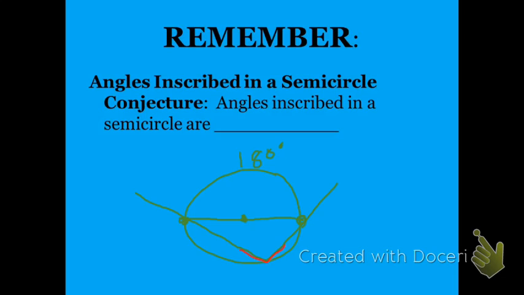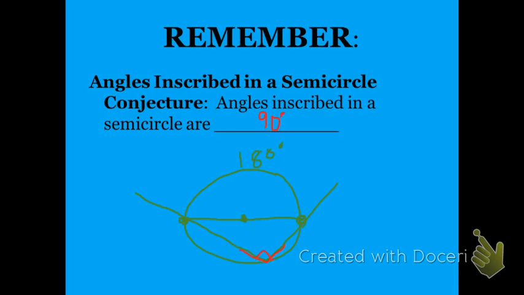Well, hopefully you see that it is a 90-degree angle, because inscribed angles are always half the measure of the arcs they intercept. So if there's an angle inscribed in a semicircle, which is also a better name for a 180-degree arc, then that angle is going to be 90 degrees. So angles inscribed in a semicircle are 90 degrees.